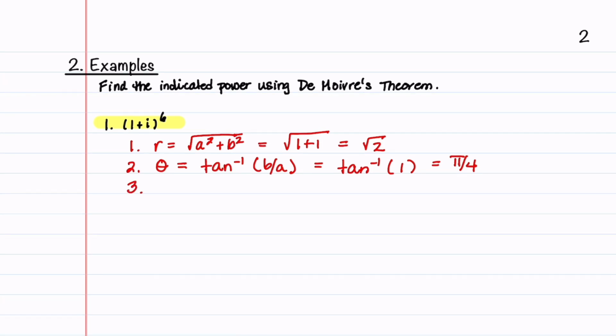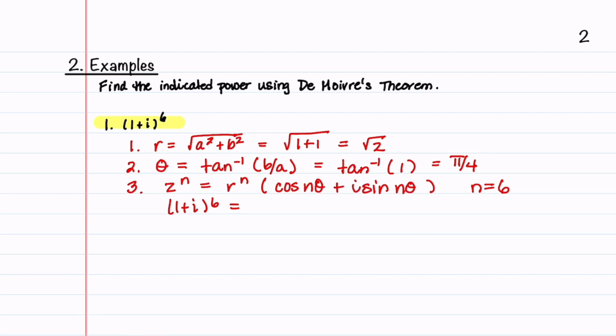Our third step is to apply our formula. z to the n is equal to r to the n times cosine of n theta plus i sine n theta. And let's make a note that for our problem, n is equal to 6. This gives us 1 plus i to the 6th is equal to r, which is root 2 raised to the 6th, times cosine 6 times theta, which is pi over 4, plus i sine 6 times pi over 4.